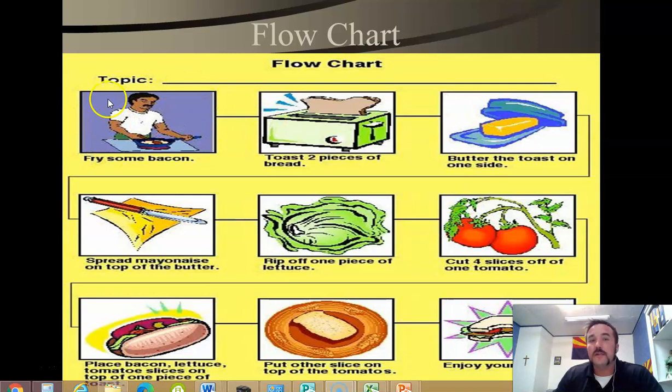This guy is cooking some things. The end result is he wants a BLT, which stands for bacon, lettuce, and tomato. You have to follow an order. You guys know you can't just go to the fridge and get this. You have to make it, right?